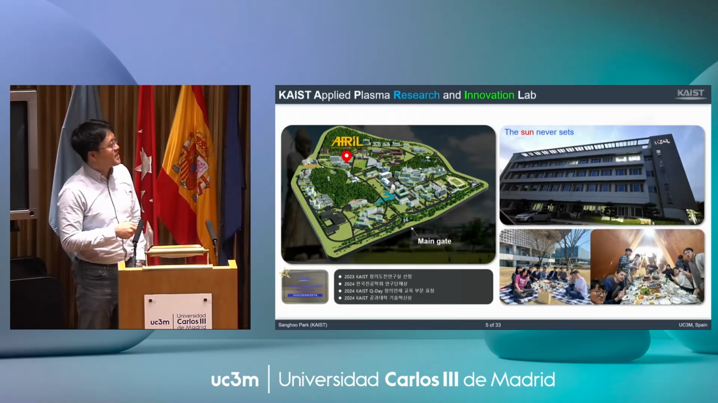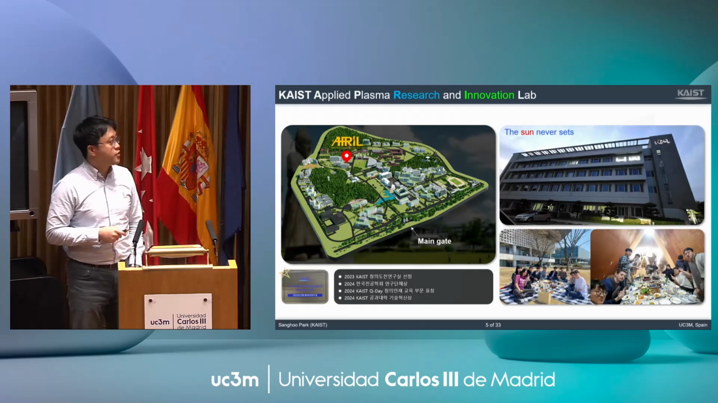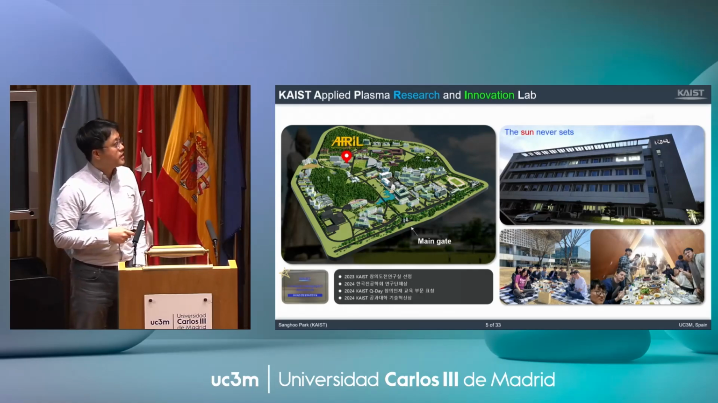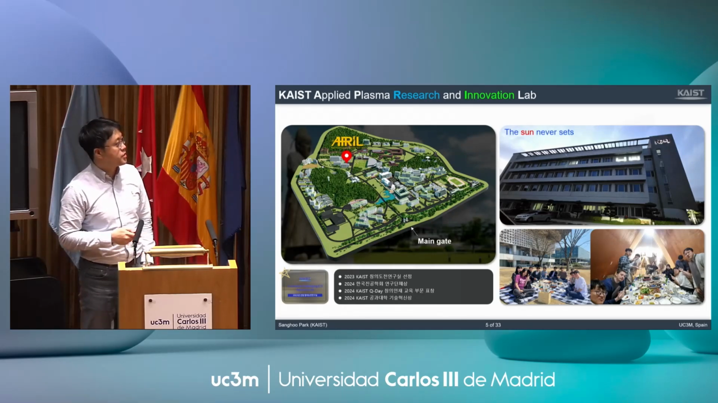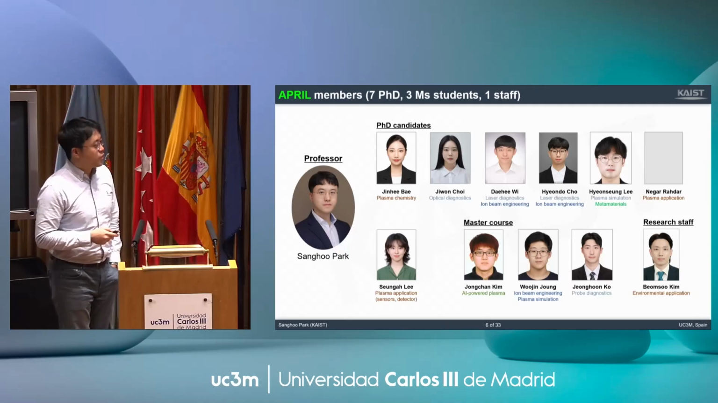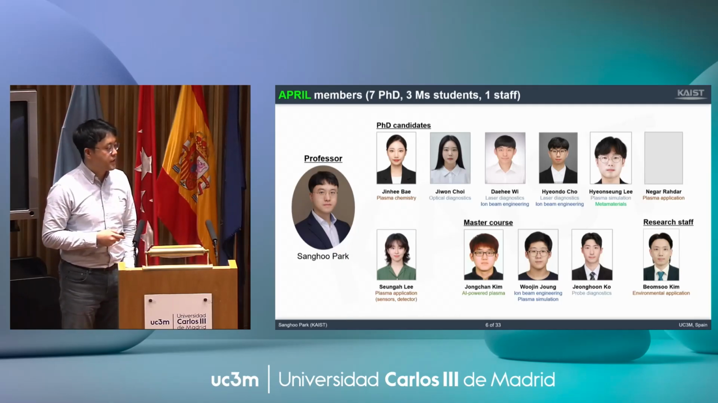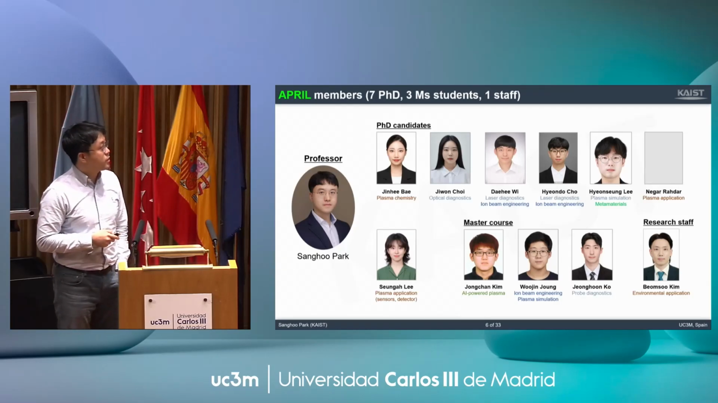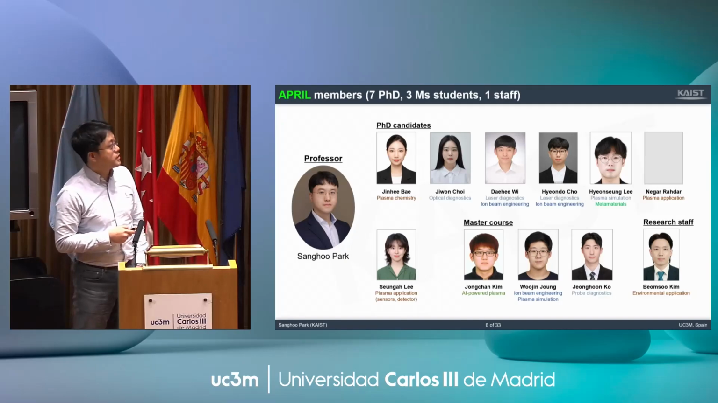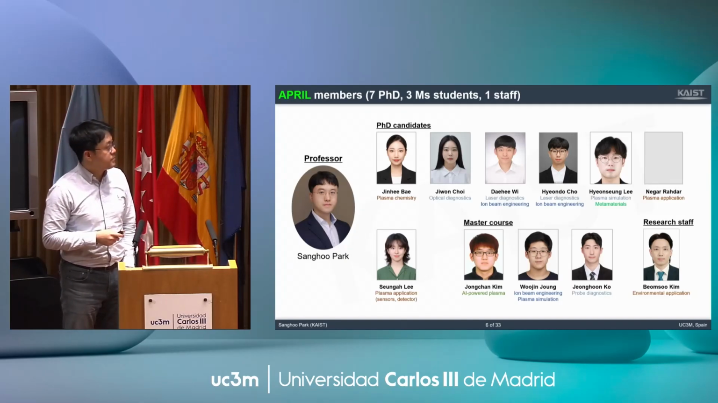Here are my students, and we sometimes have annual parties like strawberry parties in KAIST, and we commonly enjoy Korean barbecue. Currently we have 11 students: 7 students for the PhD course, 3 students for the master's course, and 1 research staff, Mr. Kim.